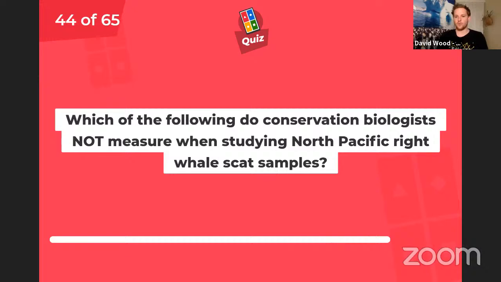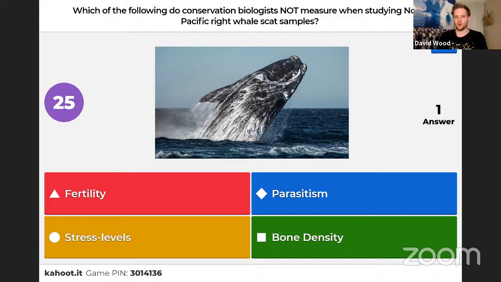Is it fertility, parasitism, stress levels, or bone density? So using those, this looks like it's a humpback whale in the photo, but what do conservation biologists not study? What information do they not get when they're studying those scat samples? Fertility, parasitism, stress levels, or bone density? Get those answers in soon. We've just got 3 or 4 seconds left here.